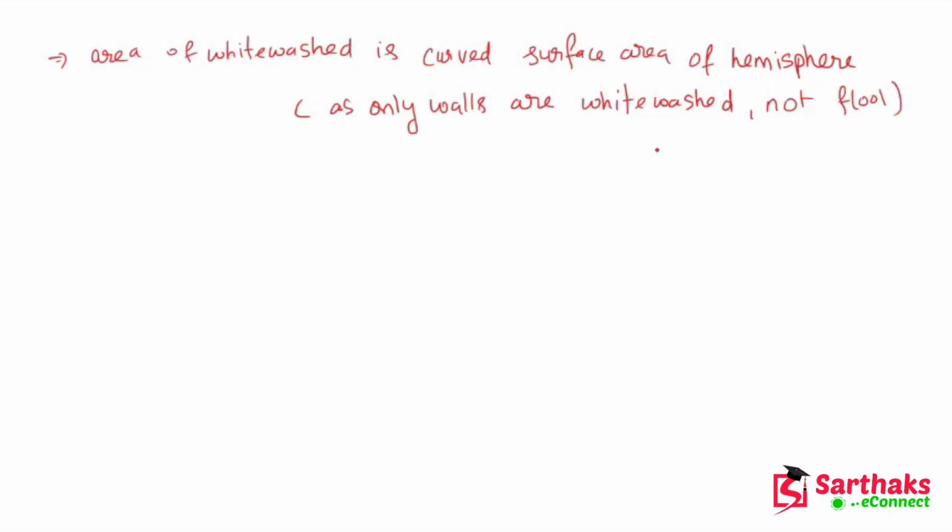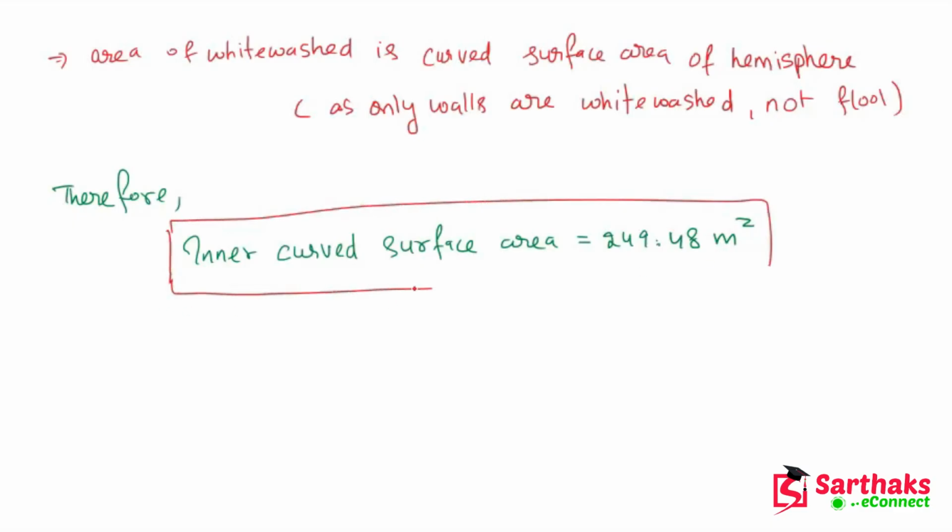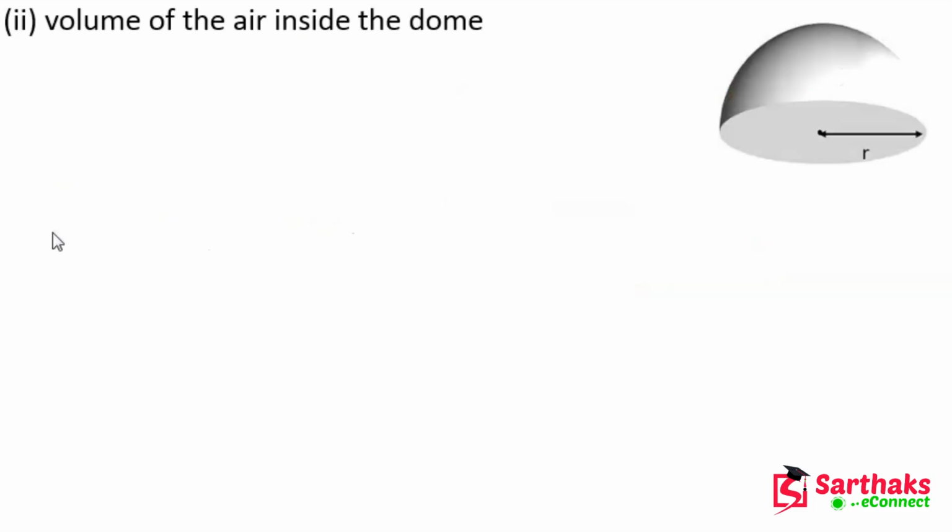Okay, so we can say therefore inner curved surface area is equals to 249.48 meter square. So this is the answer of this part. Now let's see the second part.